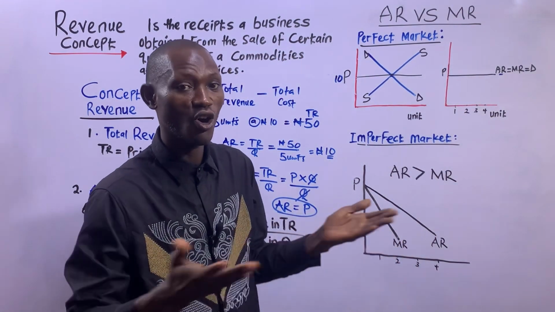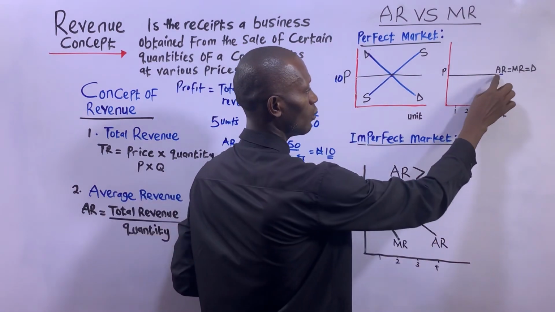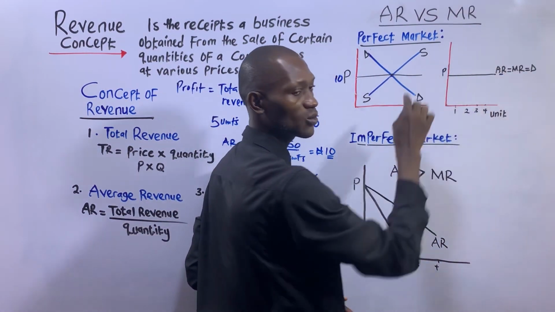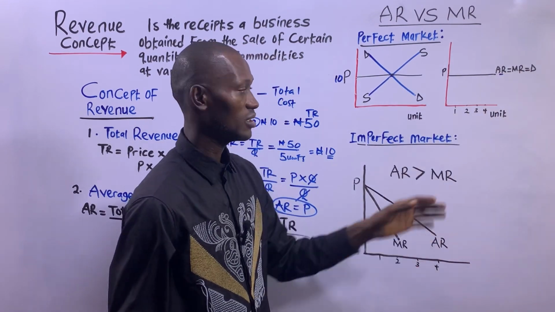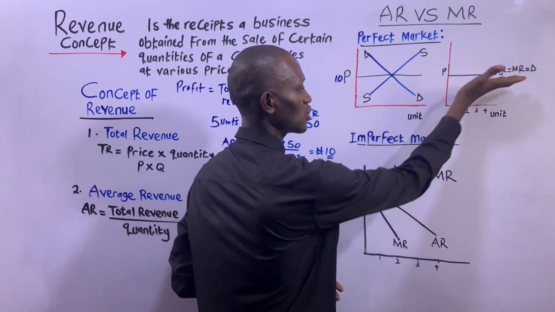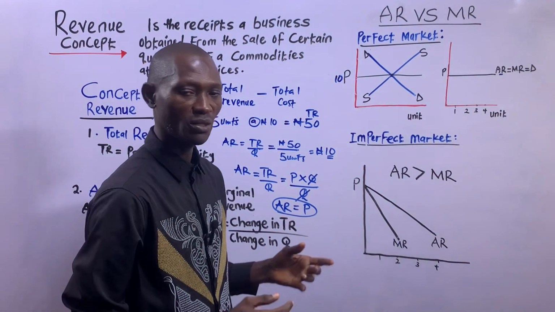That's common in all markets. Price and average revenue are always the same. So average revenue coincides with the marginal revenue. They are the same. And the demand curve for each firm in a perfect market is also horizontal. So all these are always the same in a perfect market.